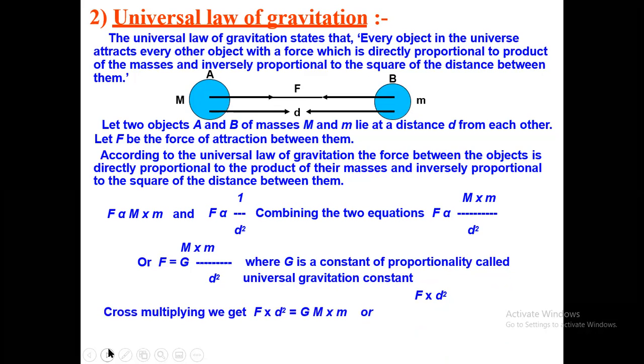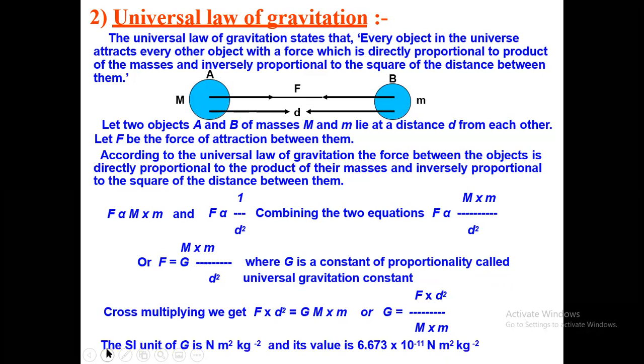So if we cross multiply, then we will get F into d square is equal to G M into m. So G is equal to F into d square upon M into m. The SI unit of G is Newton meter square per kilogram square. And the value of this G is 6.67 into 10 to the power minus 11.